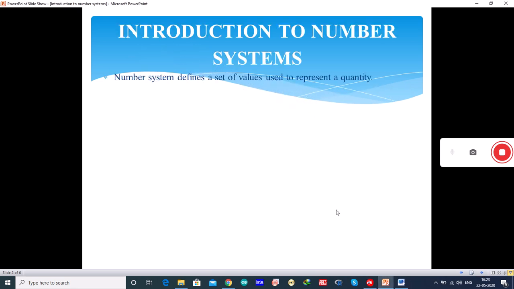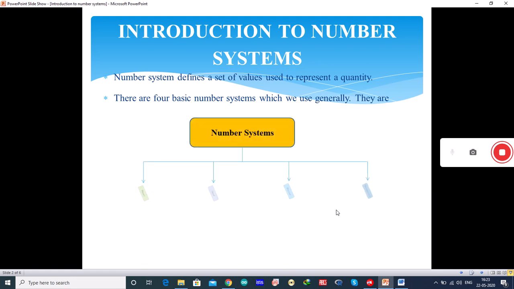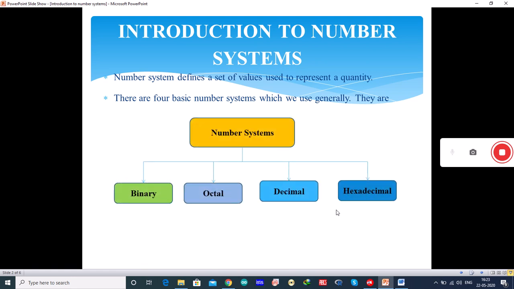A number system defines a set of values used to represent a quantity. There are four basic number systems which we generally use, and those are binary, octal, decimal and hexadecimal with bases 2, 8, 10 and 16 respectively. Apart from these, there are other number systems, for example duodecimal which has base 12, but we will generally be using these four number systems, and I will be discussing these four in this lecture.